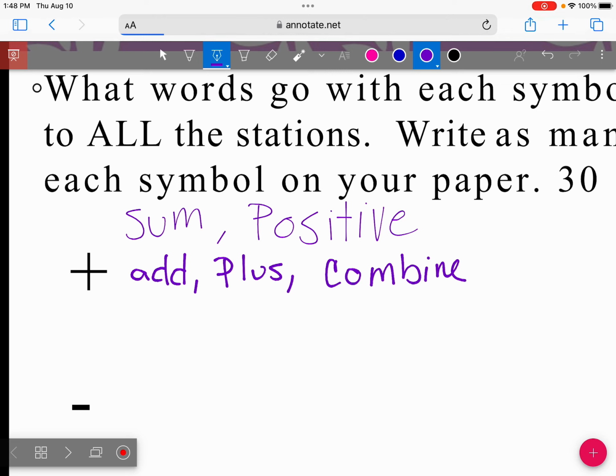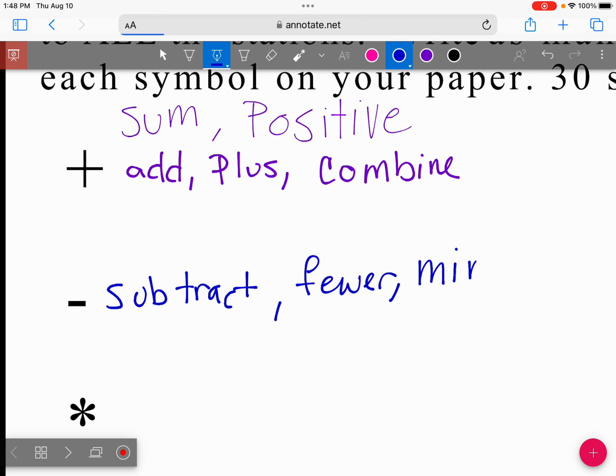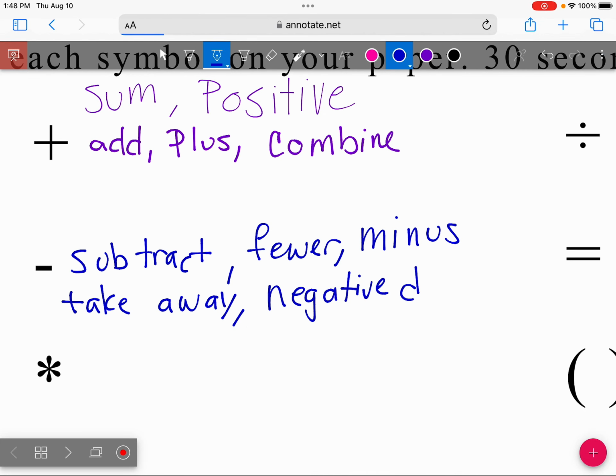Let's see, the next one down we had our minus, which is on the screen over here. Things like subtract, fewer, oh, that's a good one. Minus, take away, let's see, negative. The difference, that's great. Those are fantastic. You guys did great on that.